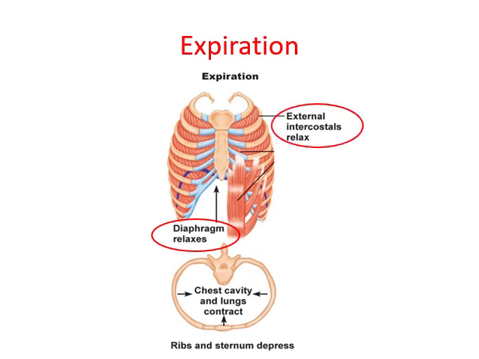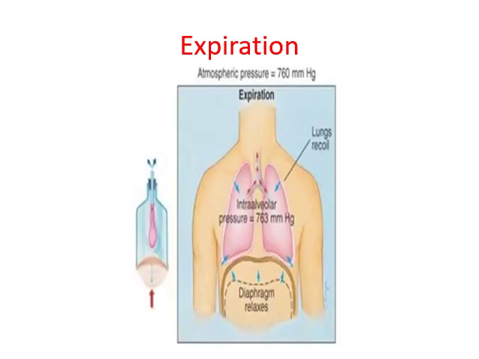So the volume of the thoracic cavity will decrease. The decrease in the volume of the thoracic cavity is accompanied by an increase in its pressure. So the pressure inside the thoracic cavity will be higher than the atmospheric pressure, and air will move from the high pressure to the low pressure. That's why there is a rush of air from the thoracic cavity to outside, and this is expiration.